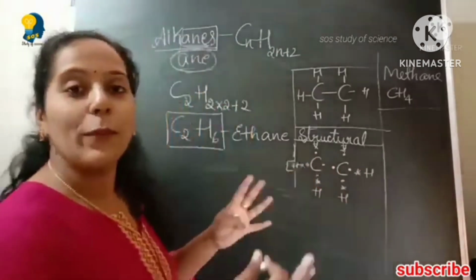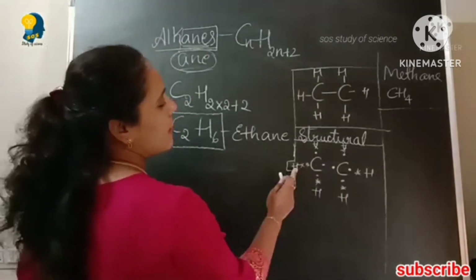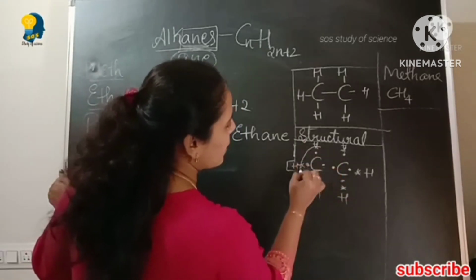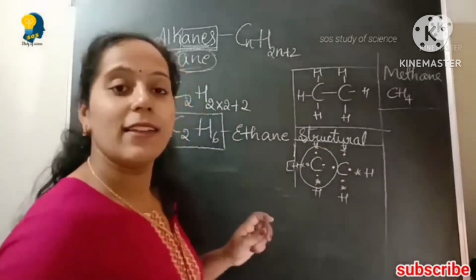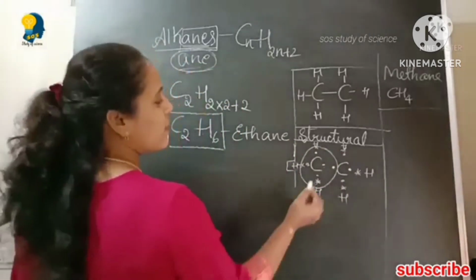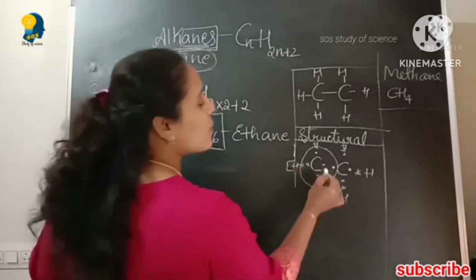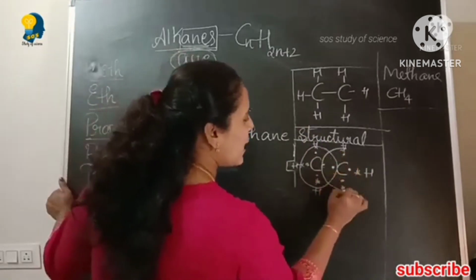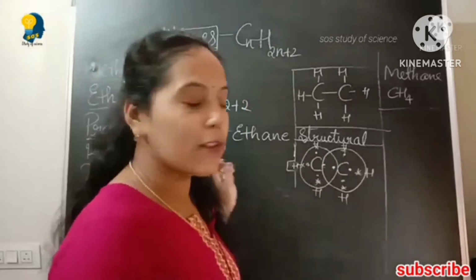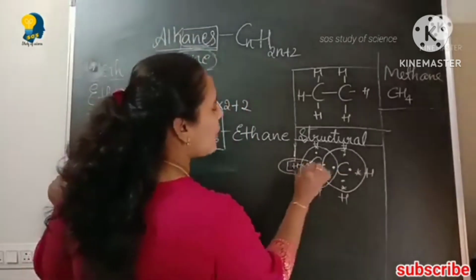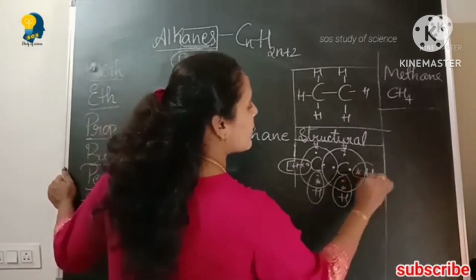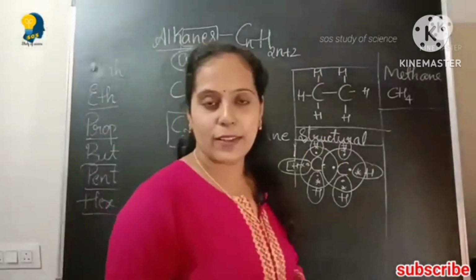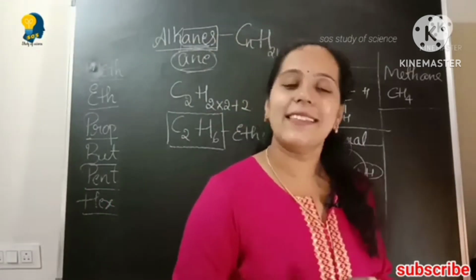You can also check whether they have obtained stability or not. This carbon has 8 valence electrons surrounded by it: 1, 2, 3, 4, 5, 6, 7, 8. Let us put a circle for this. So this carbon has obtained stability. What about this carbon? This carbon is sharing electrons, so these electrons also belong to this carbon: 1, 2, 3, 4, 5, 6, 7, 8. So 8 valence electrons surround the second carbon atom also. And each hydrogen atom has 2 valence electrons. So this is how we write the electron dot structural formula for the second member, ethane.